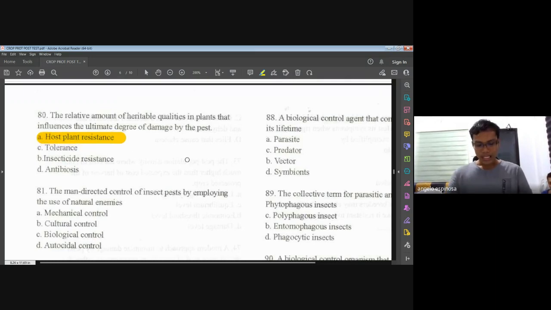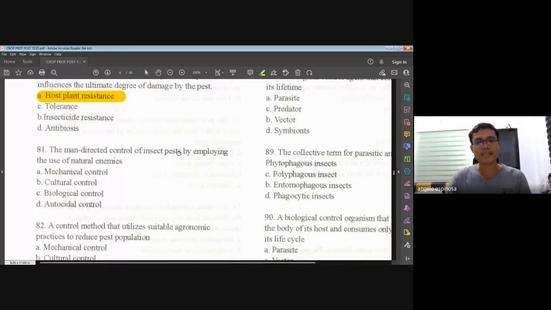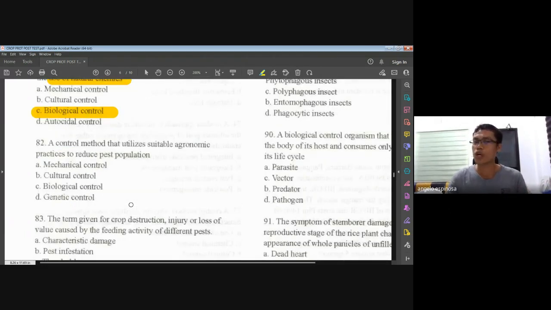Okay? Number 81, the man directed control of insect pests by employing natural enemies. Buhay po yan. That is letter C, biological control. Kasi ang word na biological, from the word itself, bio, meaning buhay. Ayan. Just as predators, ganoon. Number 82, a control method that utilizes suitable agronomic practices to reduce pest population. Suitable agronomic practices, method of farming system. That is actually a cultural control. Okay, that is letter B.